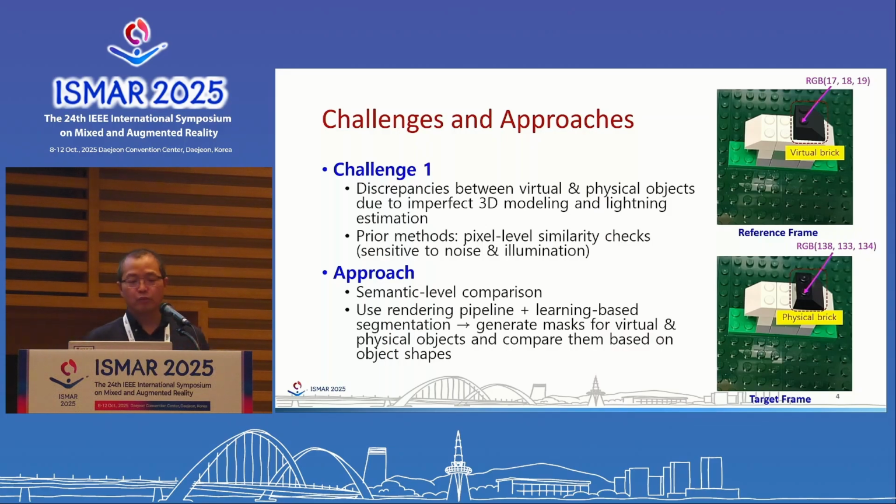So in this work, we use semantic-level comparison. In particular, we use a learning-based segmentation to generate a mask for the virtual and physical objects and compare them based on object shape instead of pixel levels.